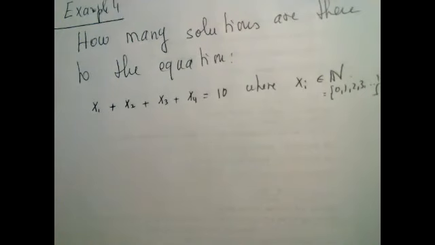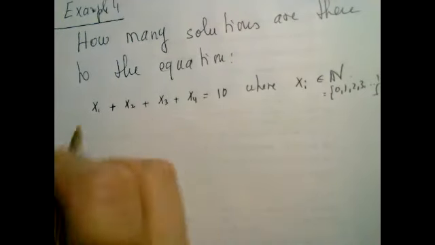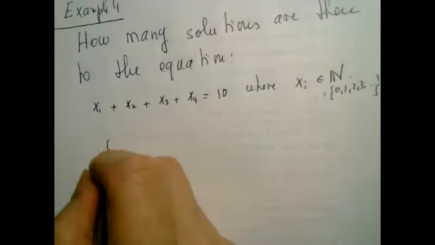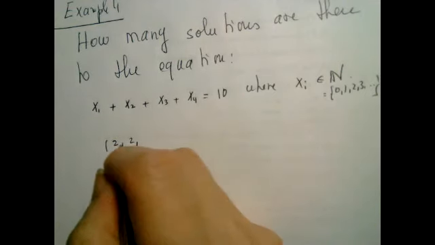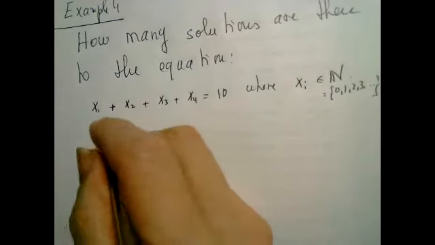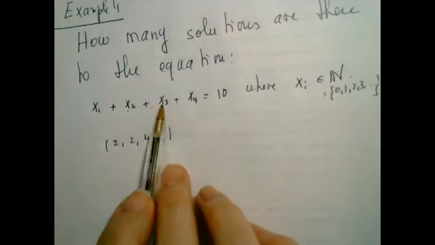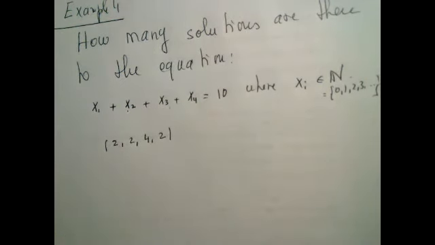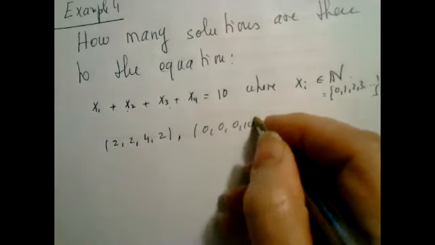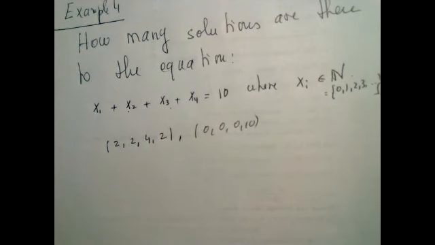So let us first understand. What do I mean by solution? For example, let us select a solution: 2, 2, 4, 2. 2 plus 2 is 4, plus 4 is 8, plus 2 gives me 10. So there are a lot of them. You can pick 0, 0, 0, 10. That's a solution. So you can imagine that there are a lot. My question is, how many?